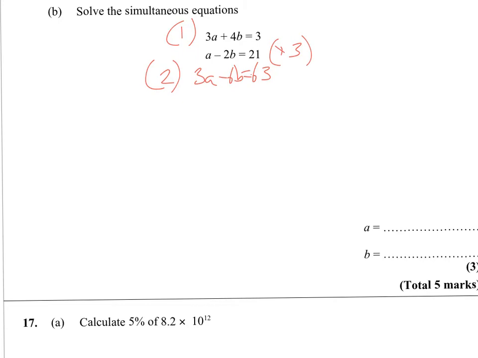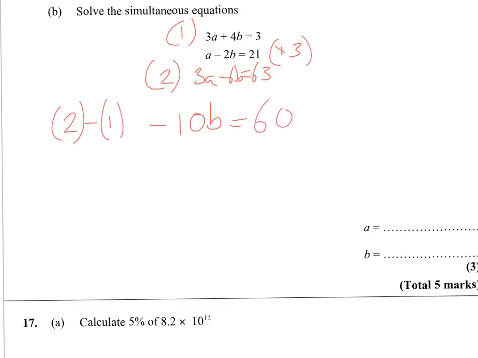I normally subtract the smaller one from the bigger one. So I'm going to do 2 take away the first equation. 3a take away 3a eliminates my a's. Minus 6b minus positive 4b would give me minus 10b equals 63 take away 3, which is 60.